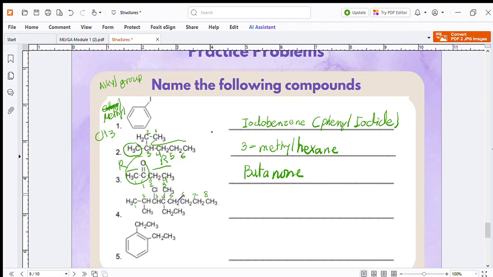Then tingnan natin po ang mga branches. So ilan branches ang mga nandito? Meron tayong branch dito na methyl. Ito naman ay chloro. Dito naman is ethyl. Here naman is another methyl.